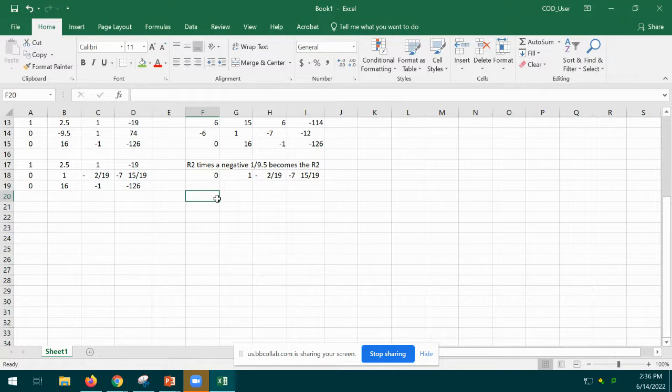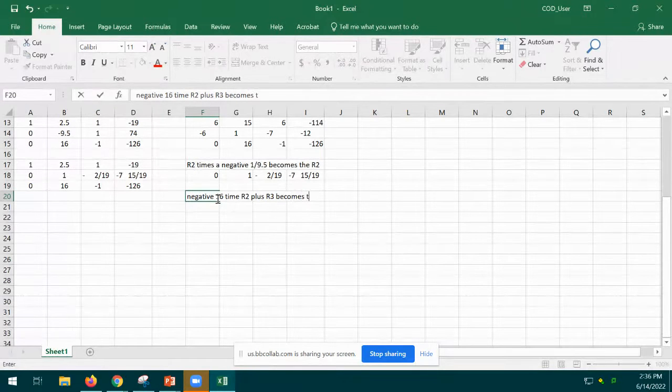So what I'm going to do is take minus 16, so this is negative 16 times row 2 plus row 3 becomes the new row 3. And I could have said, and probably should have said, R3.